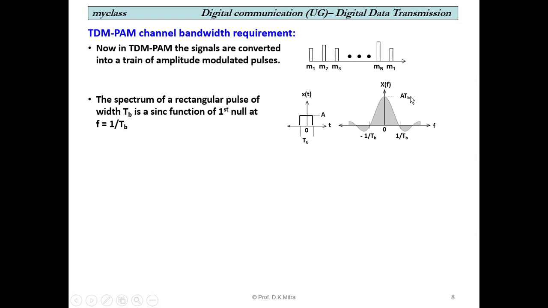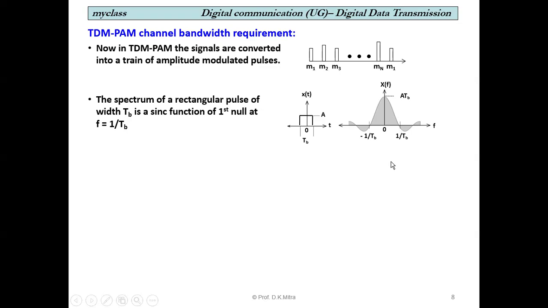component is A times TB. And the sync pulse has got its first null, that means first zero, at a frequency of 1 by TB. This is also at a frequency of 1 by TB, right? For example, say the width of this pulse is 1 microsecond in time domain. Then in frequency domain, 1 by TB is 1 upon 1 microsecond, that means 1 megahertz. That means the first null is at 1 megahertz.